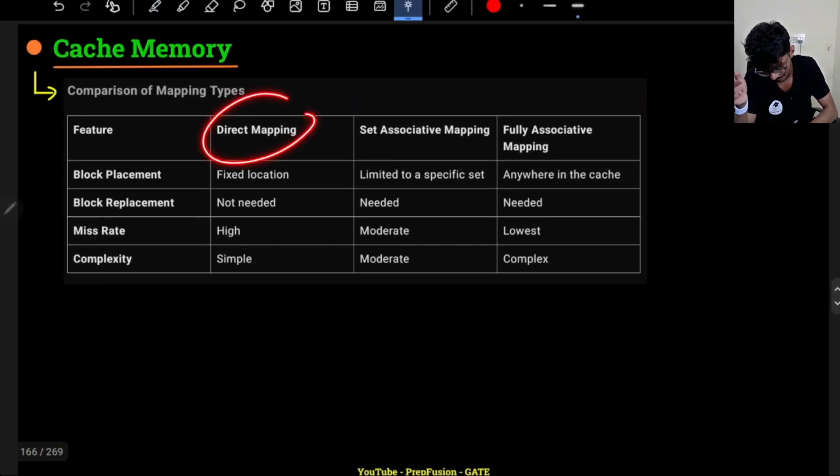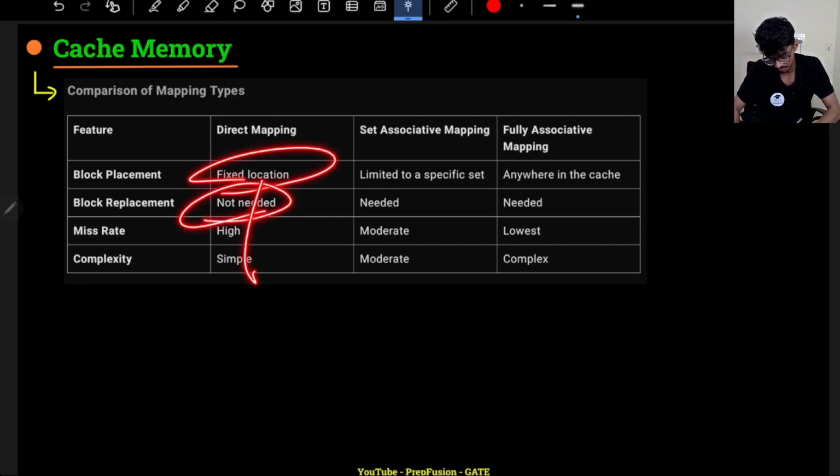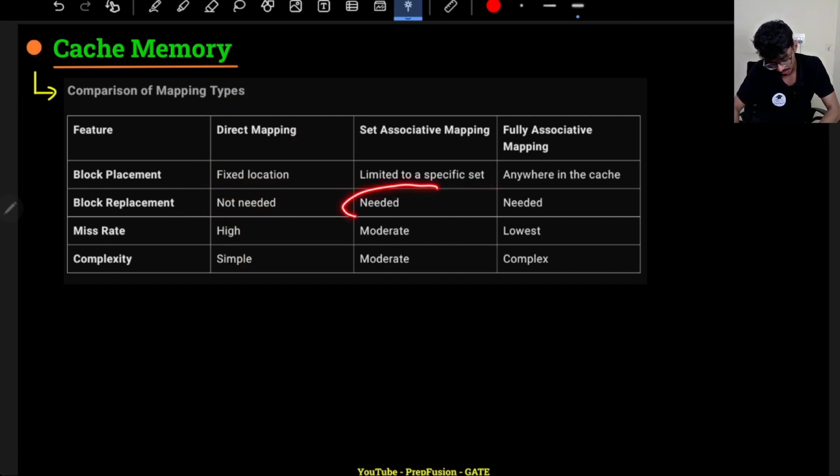So in fixed mapping there is no block replacement policy, like everything is fixed, right? So there is no block replacement policy. In set associative mapping there will be block replacement policy needed, and obviously in fully associative there also will be block replacement policy needed if all the blocks are full. So if all the blocks are full in that cache memory, then only it will be needed. Else why do we need the block replacement, right? We don't need the block replacement if the cache memory is not full.